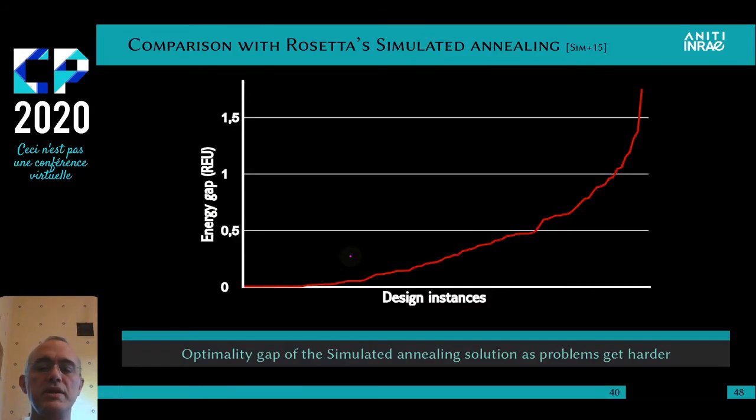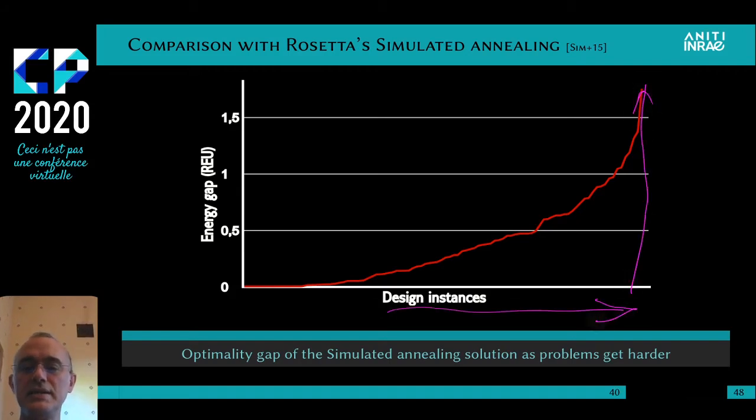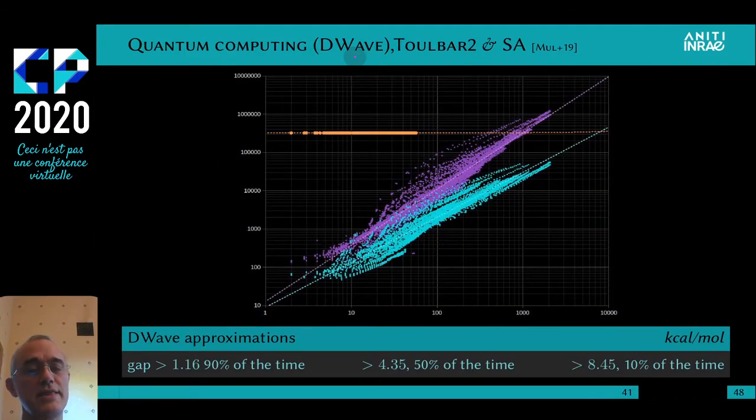So we went beyond that. On protein design, we compared toolbar 2 with a super optimized simulated annealing implementation, and we were able to show that this simulated annealing implementation was losing optimality increasingly as the instances were becoming harder. So people from Rosetta retuned the simulated annealing, and they were very kind because now they know toolbar 2.